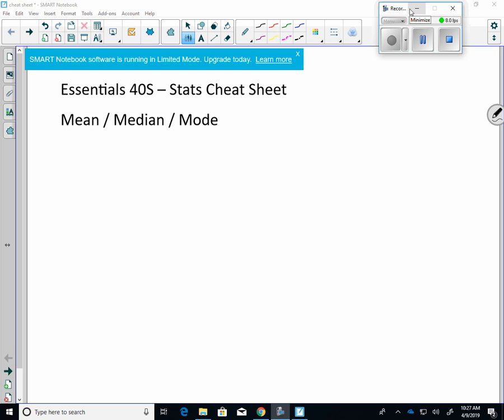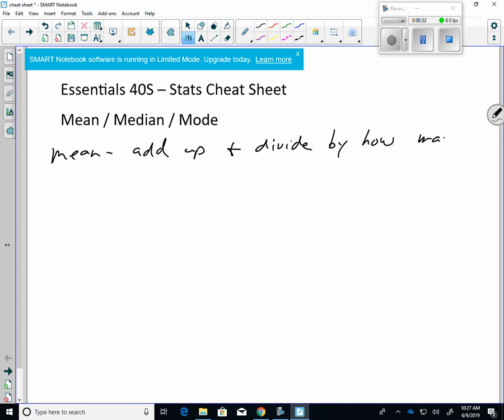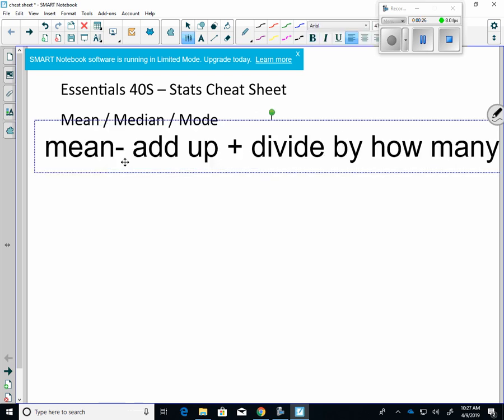Okay, so mean. How do you find the mean? Add up and divide by how many there are, right? That's all you do. Add up and divide by how many. Look at that.